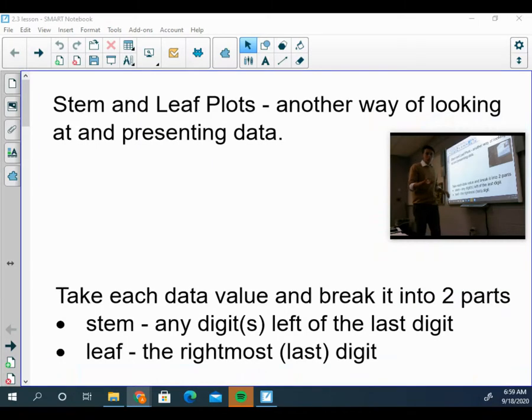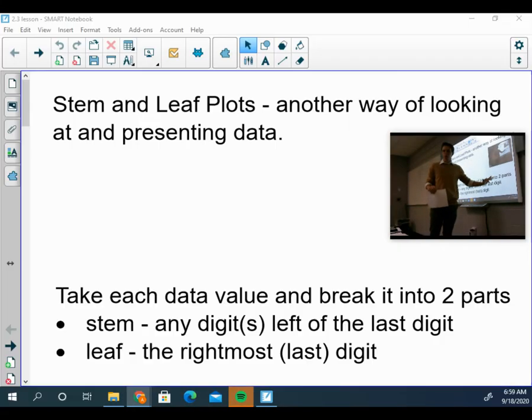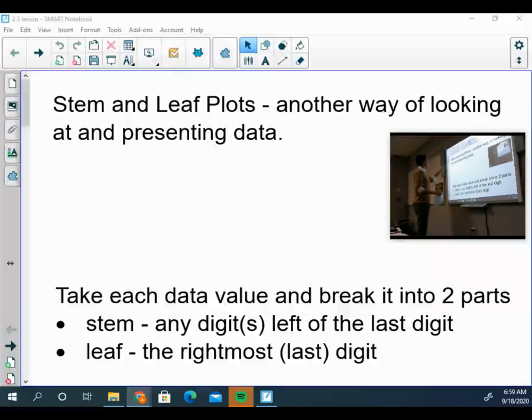Okay? So what is a stem and leaf plot? I think you've seen it before. These will probably be review. But like 2.2, we will be going through an example as we go through the definitions. As always, please take good notes in this. If I'm writing on a smartboard, I want you writing it on your paper. So what is a stem and leaf plot? Well, it's another way of looking at and presenting data.